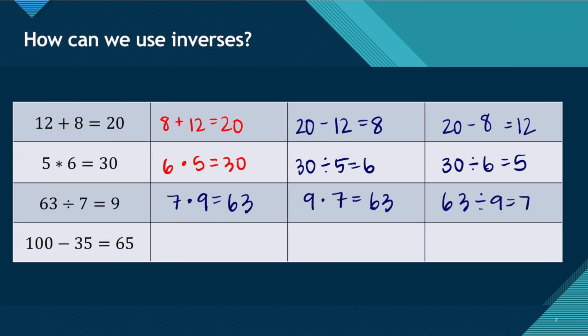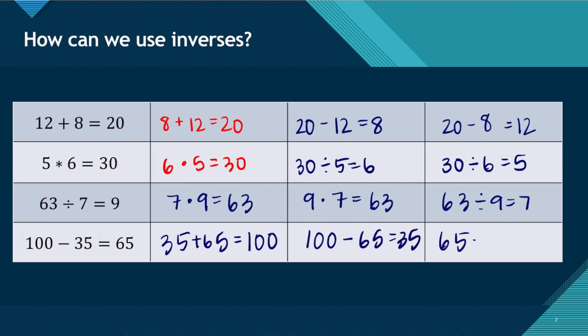Notice all of these contain the same numbers. I'm not changing any values. I'm just rearranging them using their inverses in different places. So in this last one, for example, I can say 35 plus 65 equals 100. Or I can say 100 minus 65 equals 35, or I can say 65 plus 35 equals 100. All of them mean the same thing. Depending on the way they're positioned, they tell a different story.